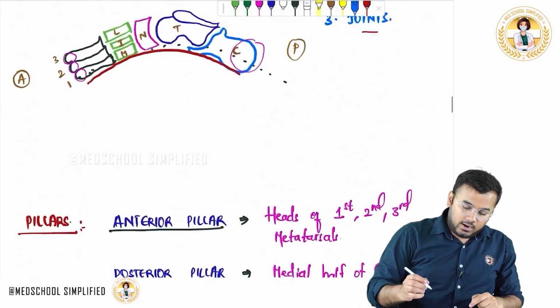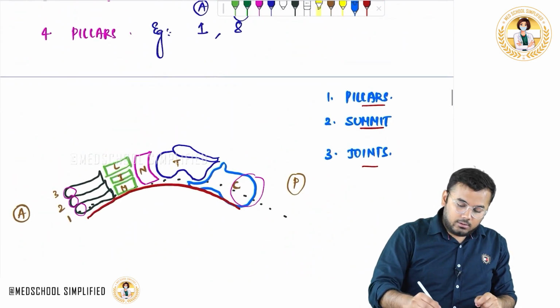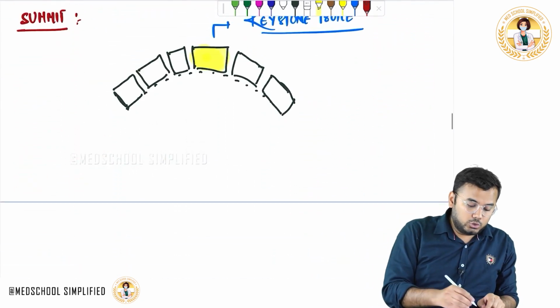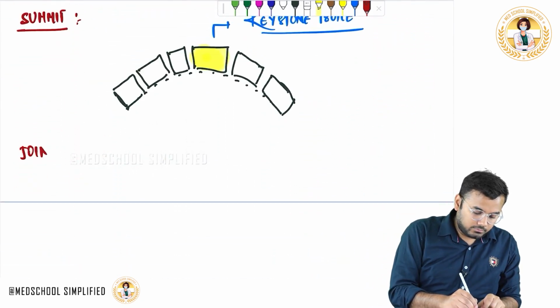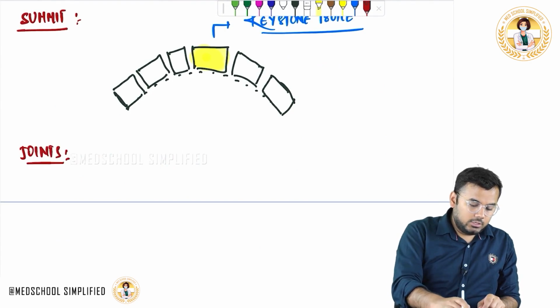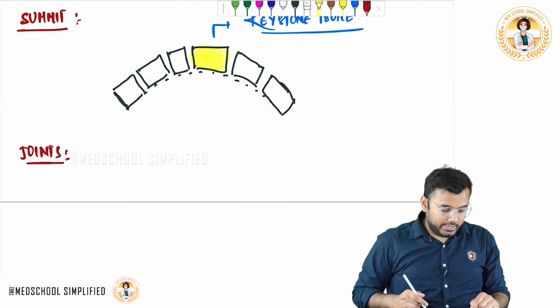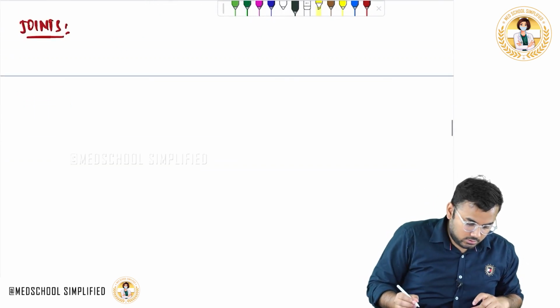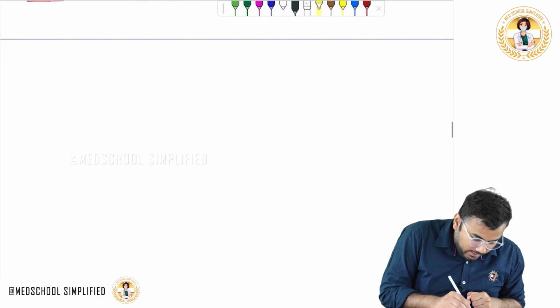The second important thing, after the pillars as well as the summit, is that we have to discuss something called joints, right? So let us see what are the joints that are located here. Before I discuss the joints, let me put up the picture again. Let me put this in complete black.